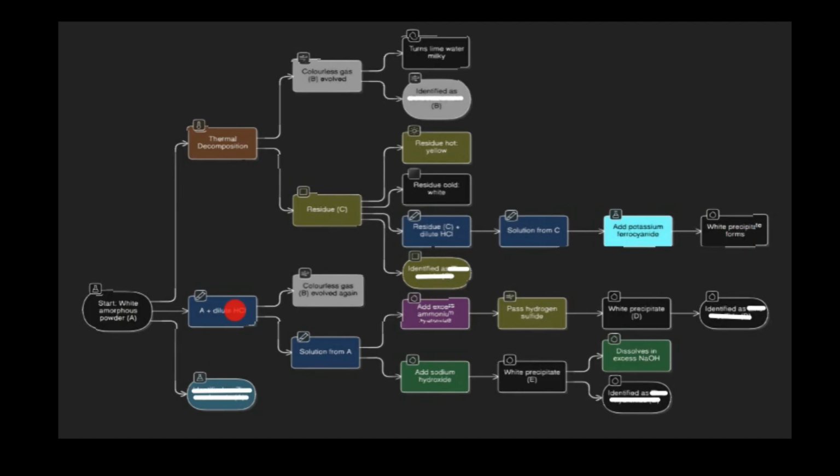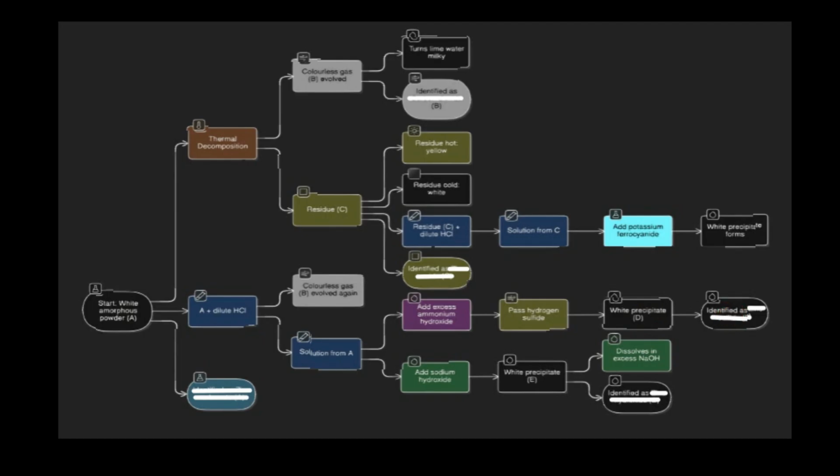When dilute HCl is added to A, a colorless gas is obtained. Again, it is a carbon dioxide type of gas, and we are getting the solution of A as well. So what is there in the solution? For this, we add excess ammonium hydroxide to this solution, and then pass H2S gas. This is the test of the fourth group. Then we get the white precipitate of D. So we can conclude what D is from here.